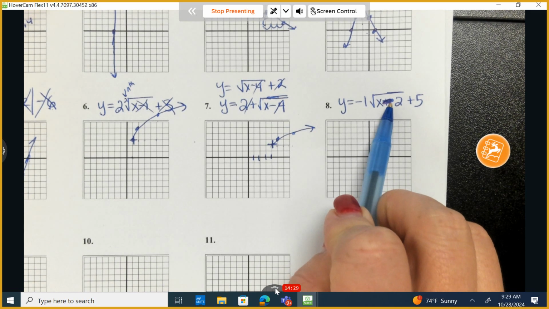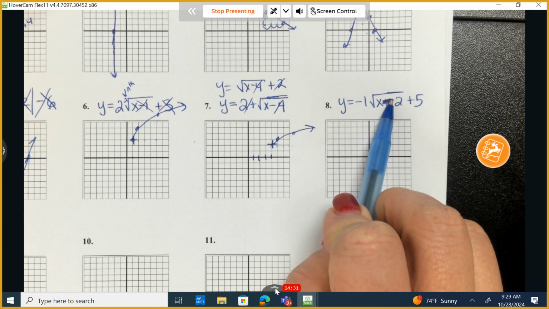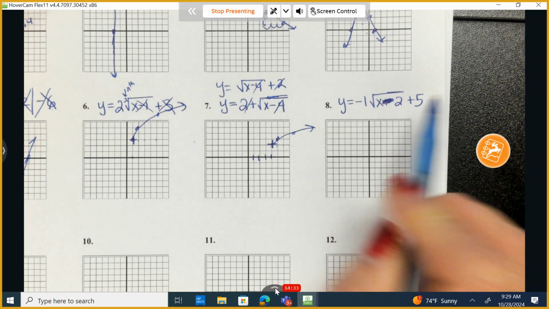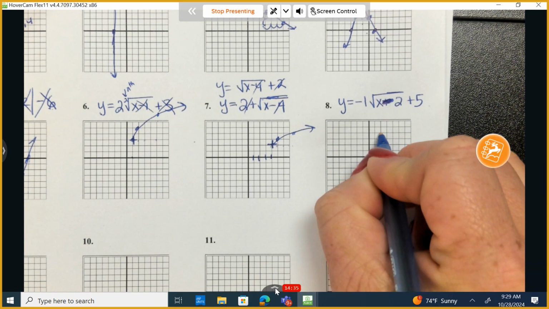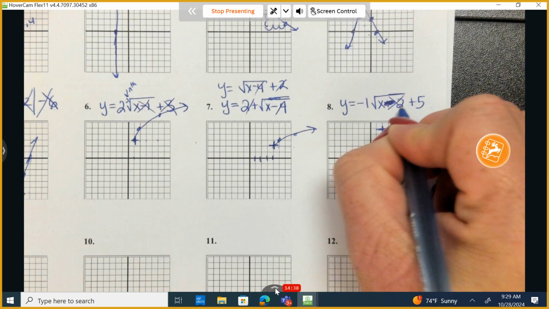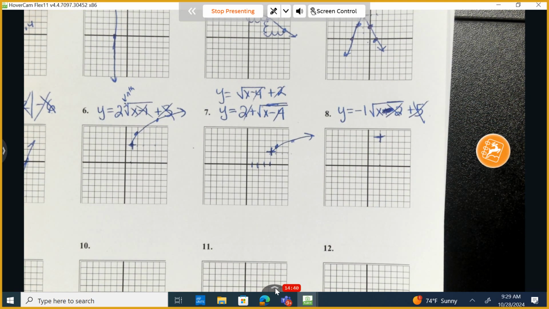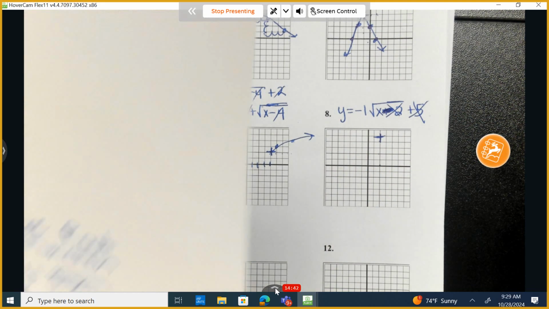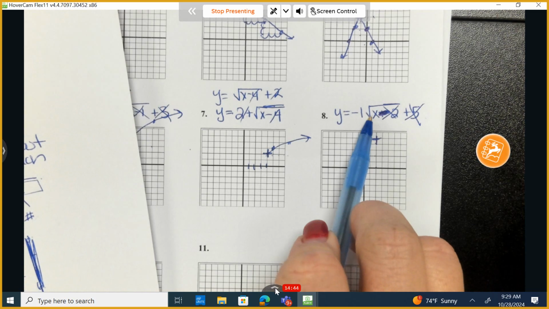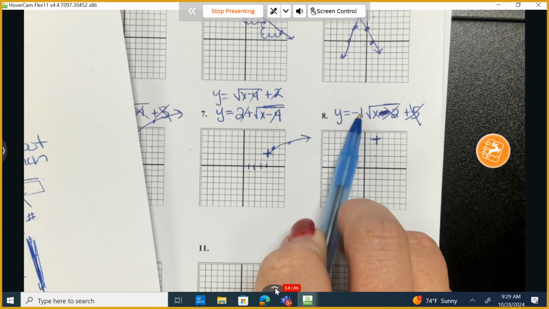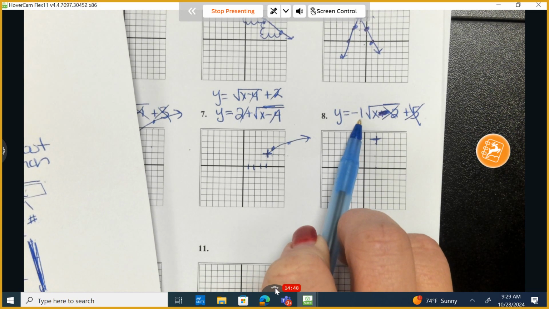Am I going to go left or right? Right 2 and up 5. That's my new bullseye. I don't want there to be any confusion. I'm going to cross it out. Now, when do I have to multiply by the y's? Only when the value in front is anything other than +1. Negative 1 is different than positive 1.